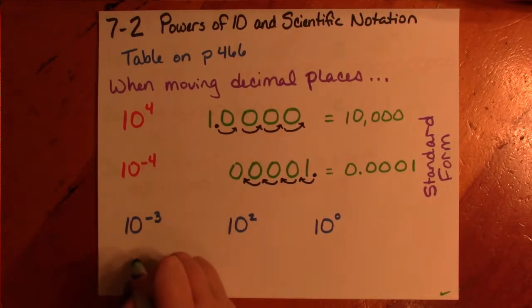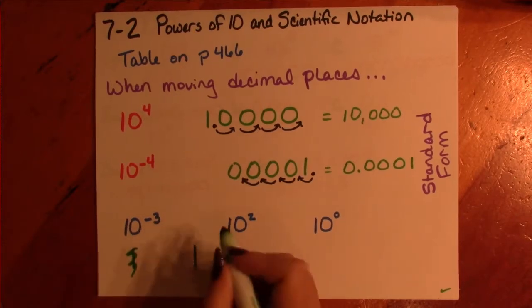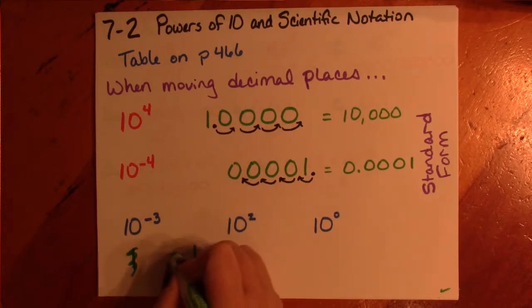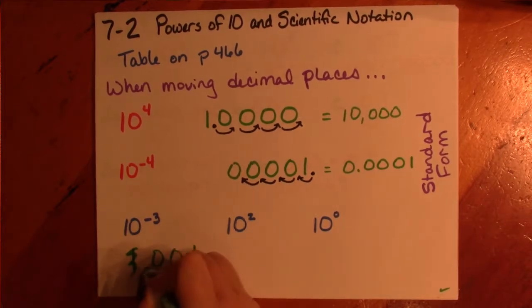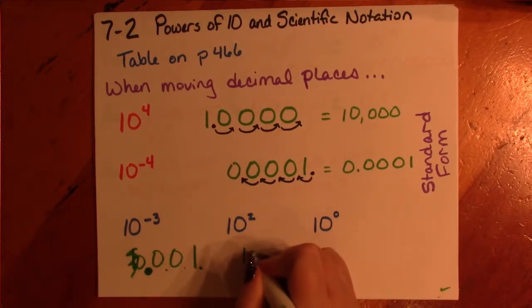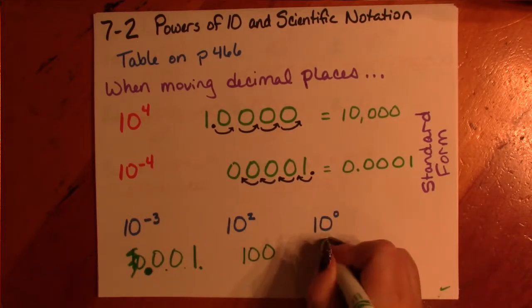10 to the negative 3, we're going to start with a 1 over here, and we're going to move the decimal place over 3 times. 1, 2, 3. And I'm going to put my decimal place here, and I'm going to make it an obvious decimal place because I've got a lot of dots here now. So this is 0.001. And if you want credit for the right answer, please make sure that there is 1 decimal point in your answer. If I have 10 to the 2, I'm going to have 2 zeros. And if I have 10 to the 0, that's going to be 1.